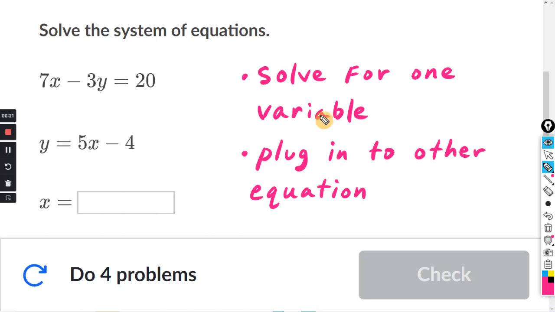And as far as solving for the variable, you might get the variable equal to a constant like x equals 4. Or you might get it in terms of the other variable like it is here, y equals 5x minus 4. So this first step is basically done for you in, I think, all of these problems. But substitution works well when you can solve for one of the variables, because then you can just plug it into the other equation.